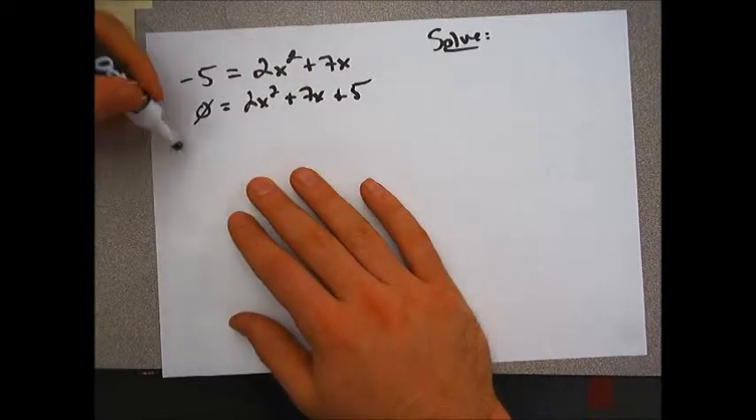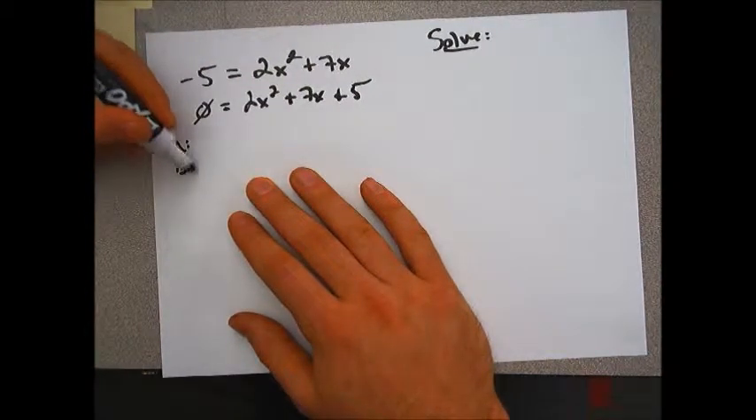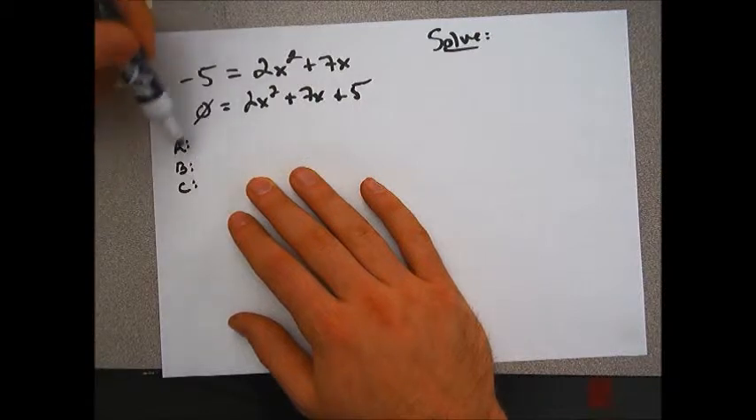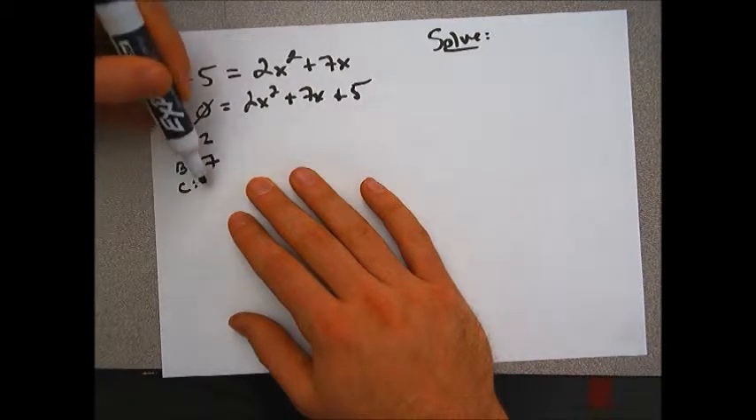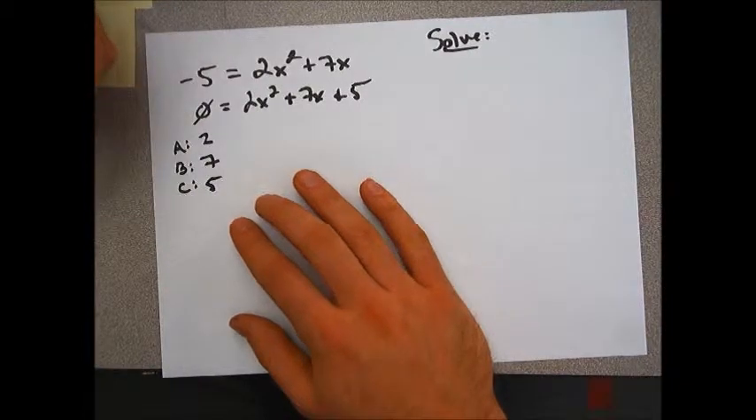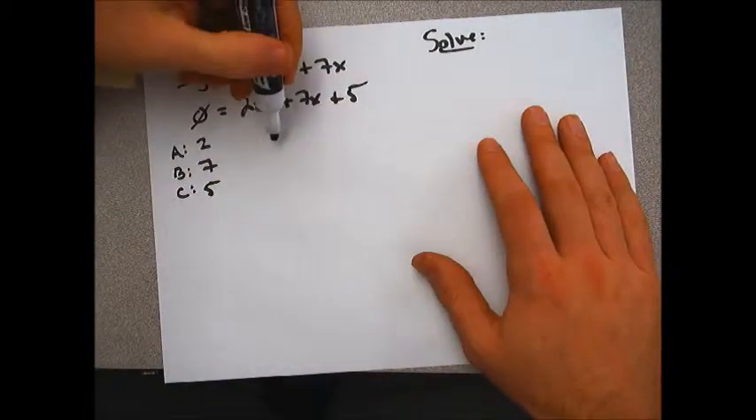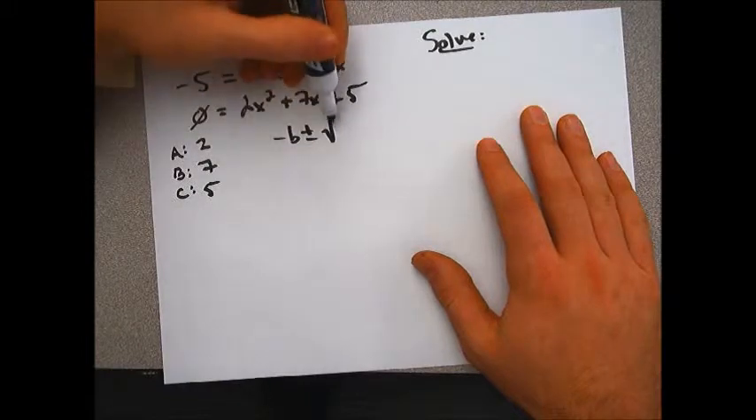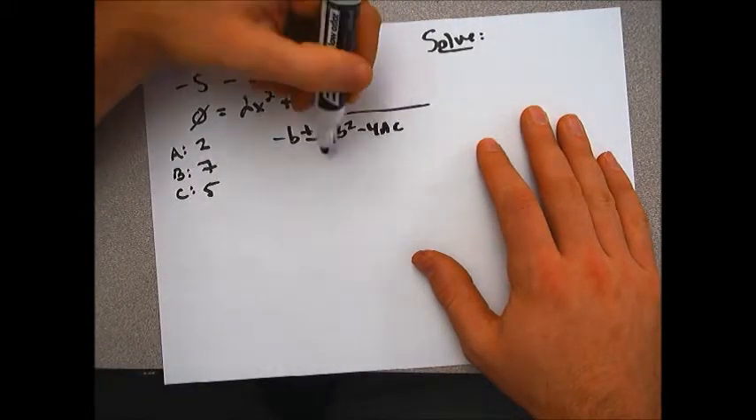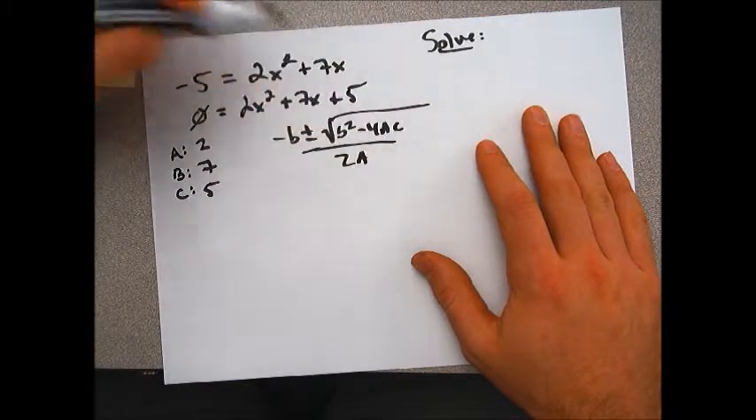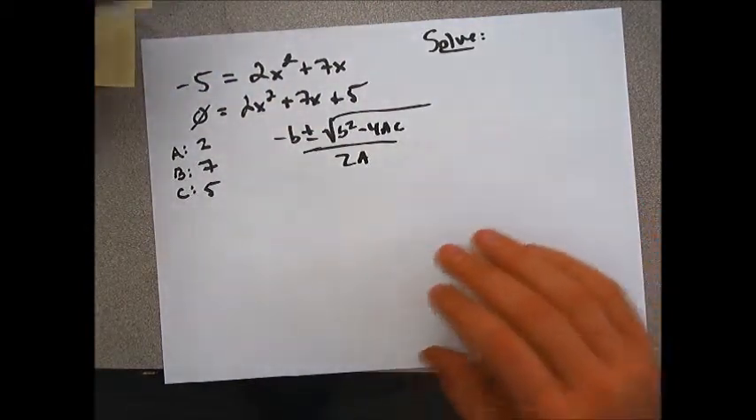And now to use the quadratic formula, we make an A, B, C box, and I say, well, what do we have? A is 2, B is 7, C is 5. And I say, what is the quadratic formula? Negative b plus or minus the square root of b squared minus 4ac all over 2a. And then we start plugging stuff in.